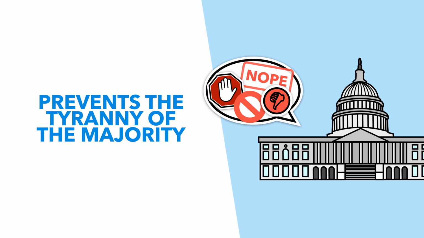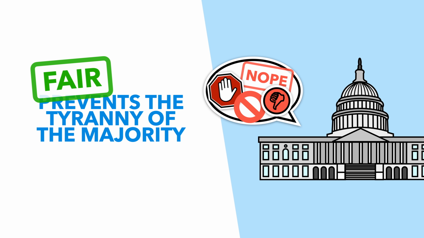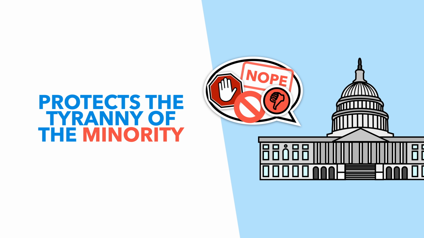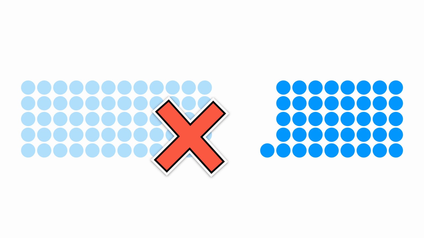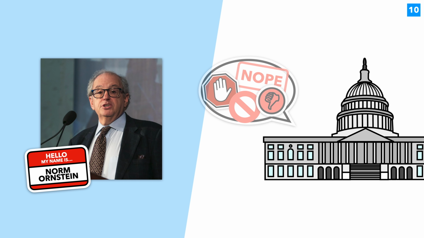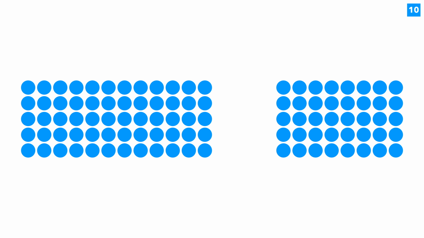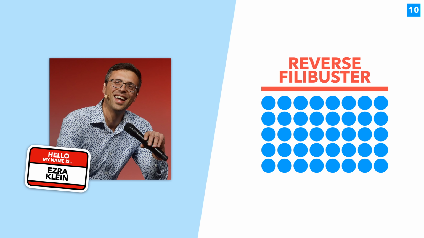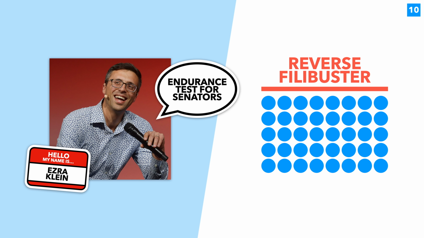Another key argument of those opposed to removing the filibuster is that it prevents the tyranny of the majority. A very fair point, and actually a crucial aspect of democracy. But others simply argue that the filibuster upholds the tyranny of the minority. They say, how fair is it that 41 senators can easily stifle what the electorate voted for? To tackle this, Norm Ornstein, an expert on the workings of Congress, has proposed a reversal of the filibuster. Basically, under this system, you'd need 40 senators to say that they want to keep debating, tying to the talking filibuster. In fact, journalist Ezra Klein has called this an endurance test for senators.